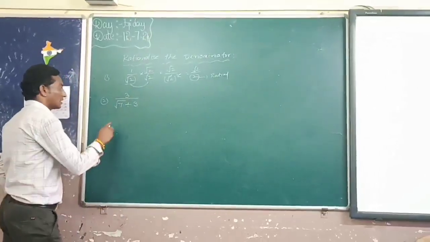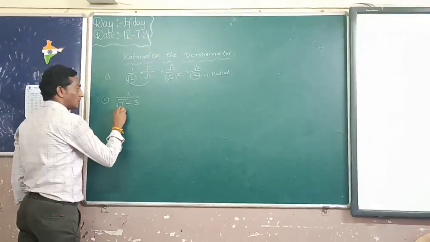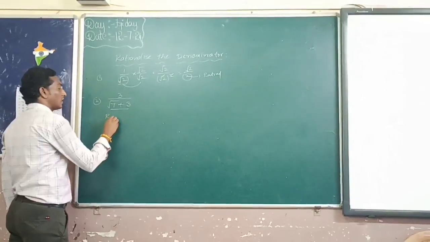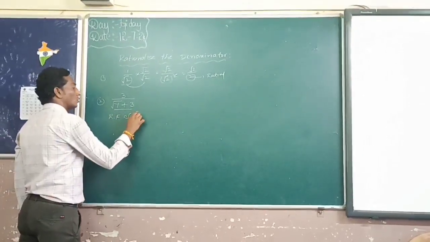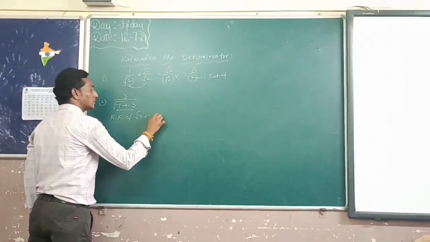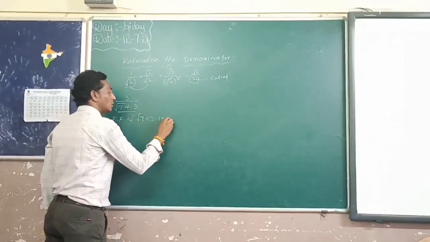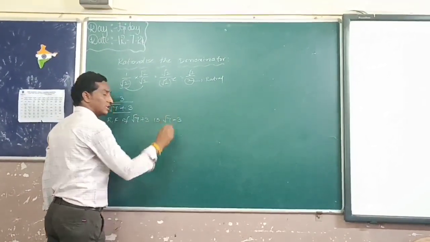Okay, now take the denominator. Here the denominator is root 7 plus 3. So the rationalizing factor of root 7 plus 3 is exactly the opposite. That means for root 7 plus 3, you take root 7 minus 3.